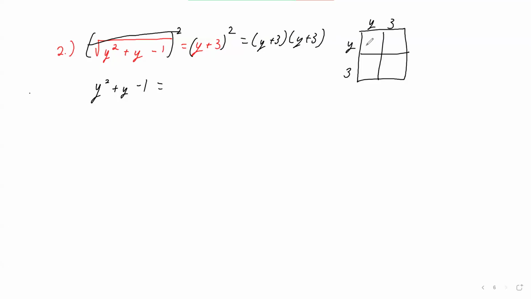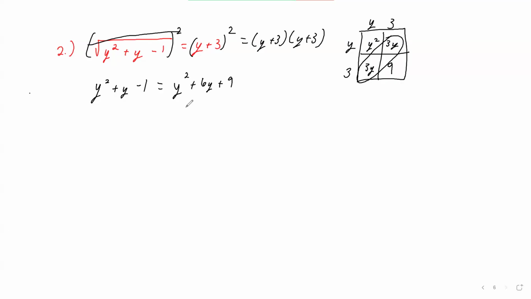Y times y. Very good. Y times 3. 3 times y. 3 times 3. Let's combine these guys right here. So then I have y squared plus, what's 3y plus 3y? 6y, good. Not 6y squared, just 6y plus 9.